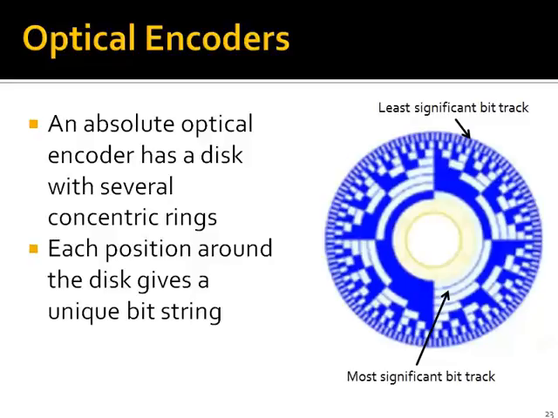This type of encoder has several concentric rings of slits, and each position around the disc gives a unique bit string. This type of encoder allows us to keep track of what the position of the shaft of the motor is, even if power is removed and then applied again. Whereas an incremental optical encoder can only tell its position by counting up slits while the shaft is actively rotating, an absolute optical encoder can tell its position at any time because every position gives a unique string of bits.